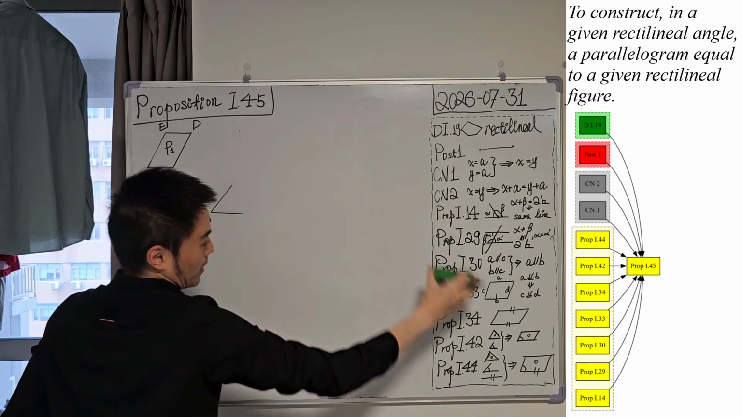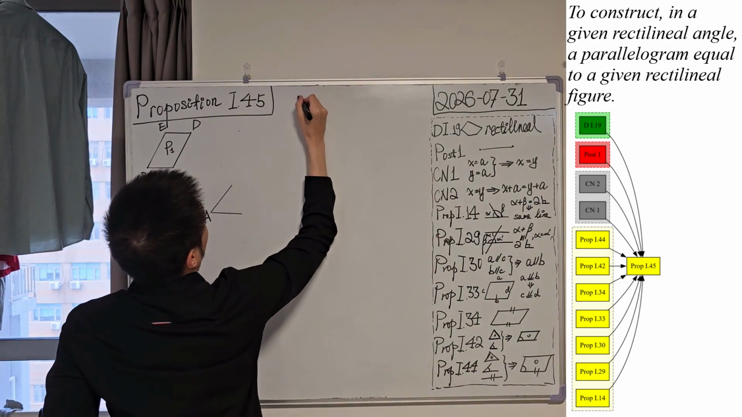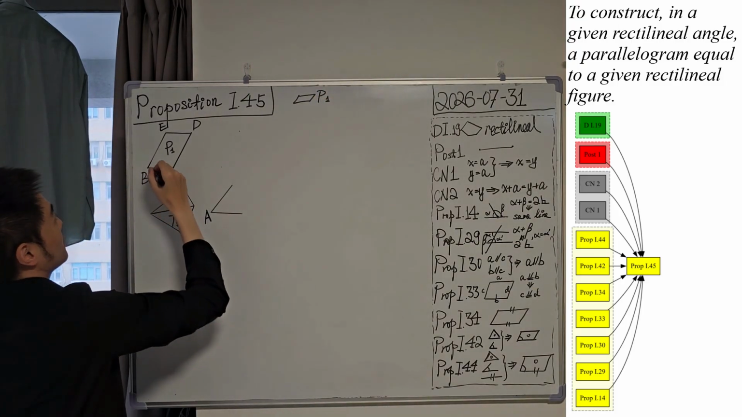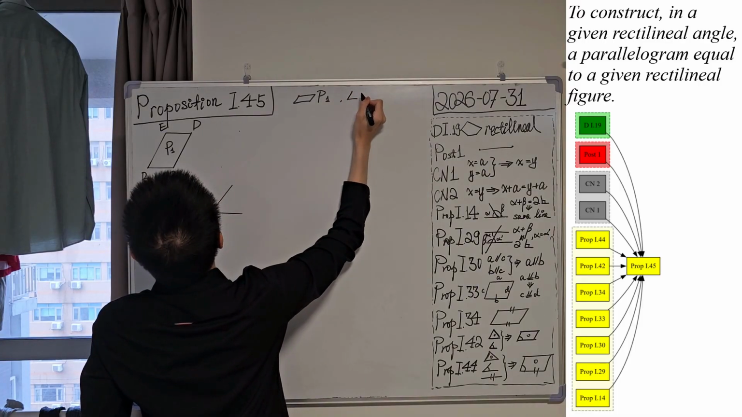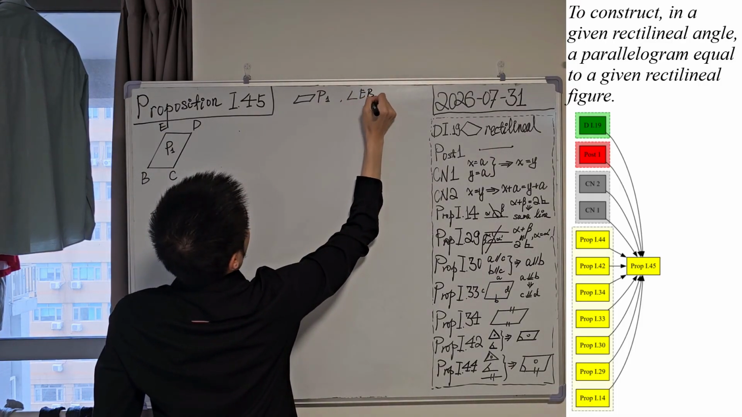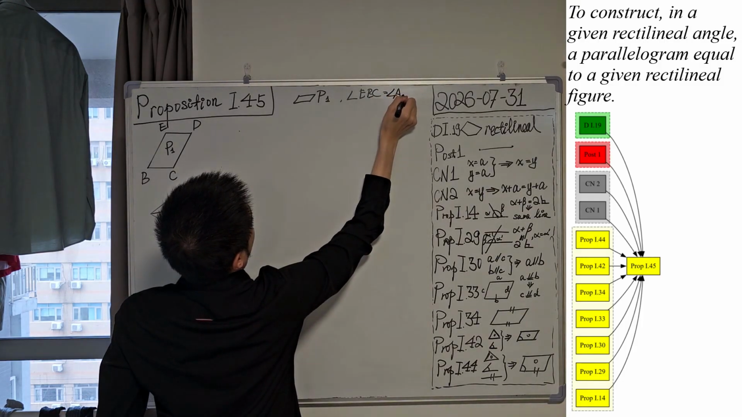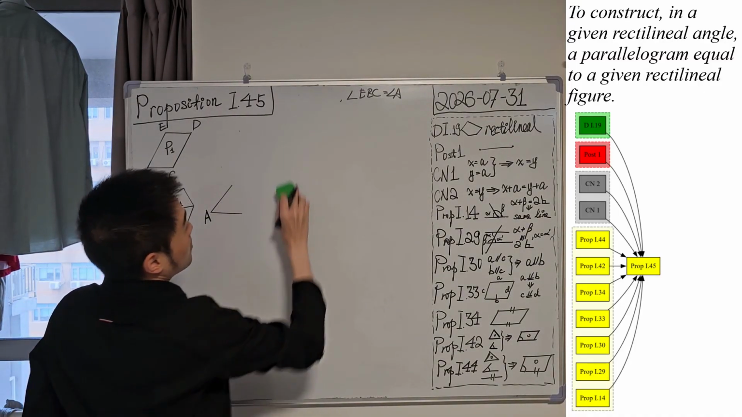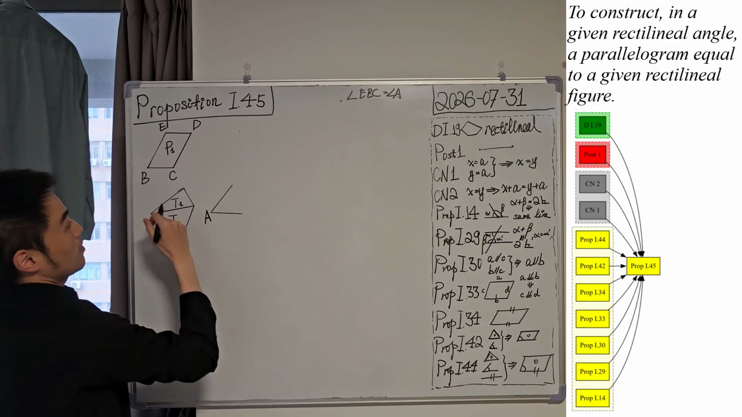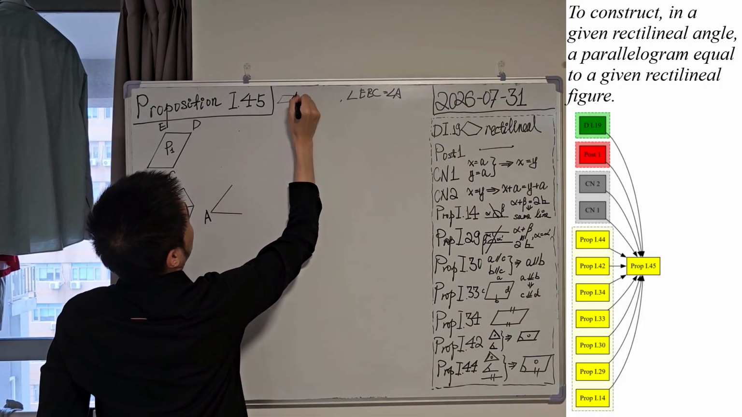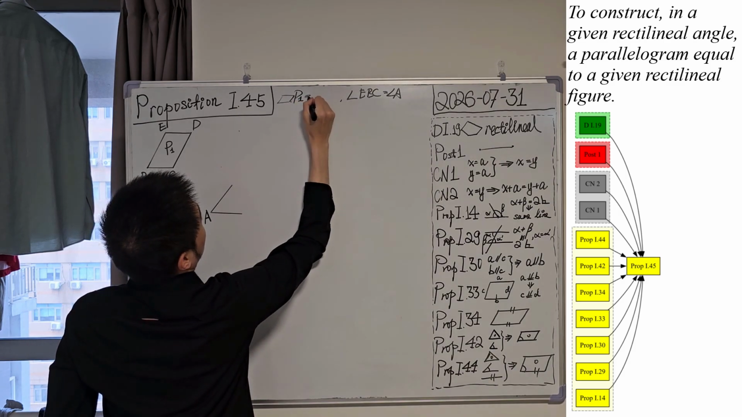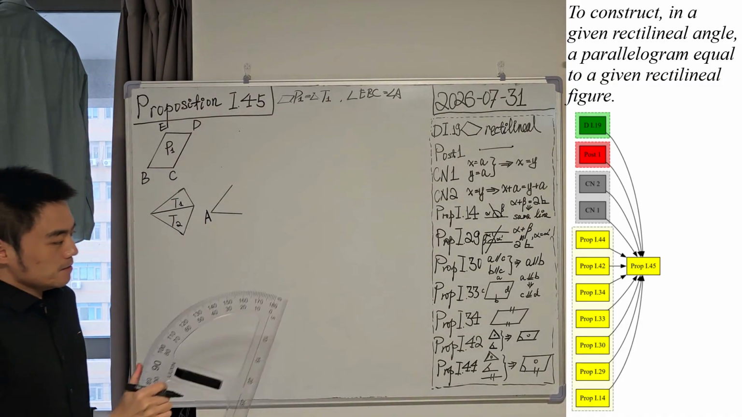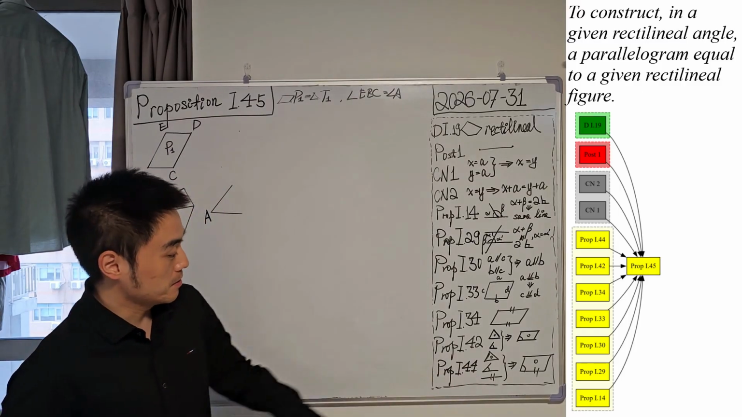So we know now we have parallelogram P1, right? And we know that angle EBC equals angle A. We construct it the same as this triangle, so we know parallelogram P1 equals triangle T1. Great.